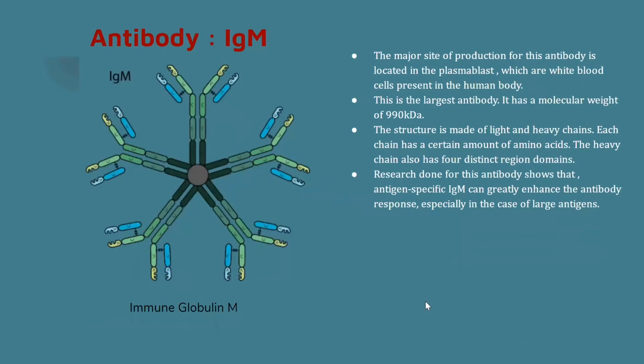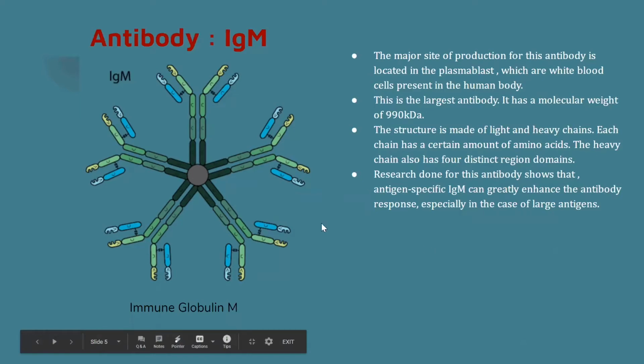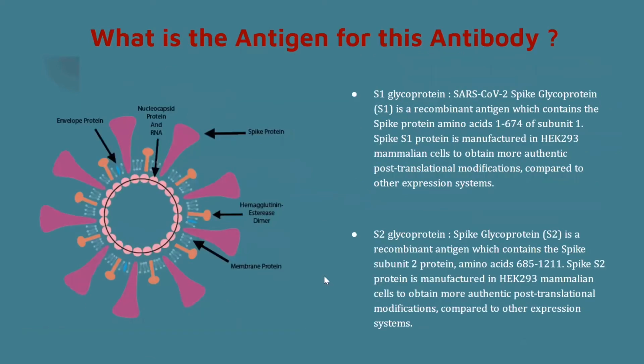IgM is known to be the largest antibody, and it has a molecular weight of 990 kilodaltons. The structure is made of light and heavy chains, and each chain has a certain amount of amino acids. Research has been done to show that this antibody has a great enhancement in antibody response, especially for large cases of antigens. The antigens that are present for these antibodies are the S1 glycoproteins and the S2 glycoproteins.